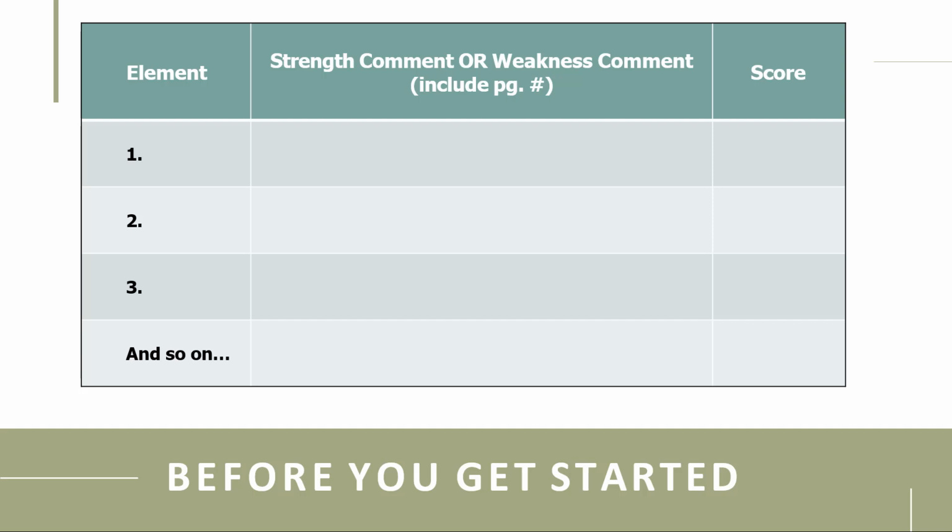In the second column, you will enter at least one comment per element. These comments could be a strength or a weakness. Some people prefer to split these into two columns. If that's easier for you to keep track, then go for it. Whatever you find most effective is the best method to use. The last column should be reserved for your score. Do not score the subcriteria until you know how many strengths and weaknesses you have drafted.